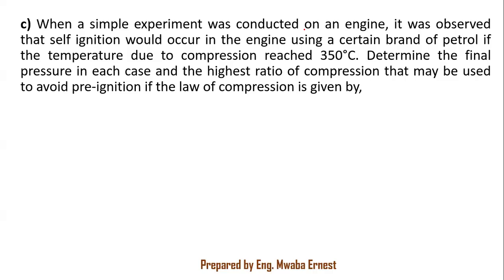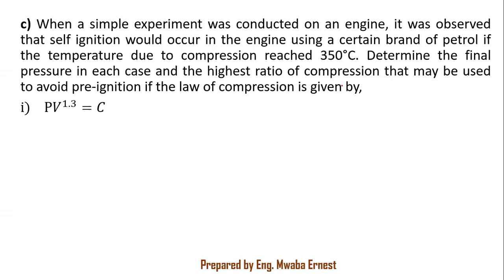The question here is saying, when a simple experiment was conducted on an engine, it was observed that self-ignition would occur in the engine using a certain brand of petrol if the temperature due to compression reached 350 degrees Celsius. Determine the final pressure in each case and the highest ratio of compression that can be used to avoid pre-ignition if the law of compression is given by PV power 1.3 is equal to constant.